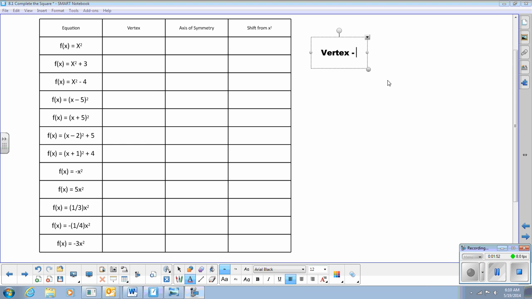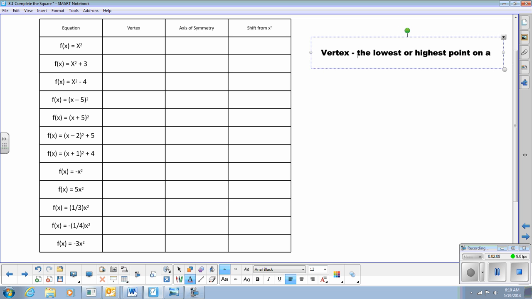Now the vertex, just to remind you, is the lowest or the highest point on a parabola. Well, that is the point where the parabola turns and changes directions. It may have been going down, now it changes and goes back up, or it's been going up and now it's coming back down. So that is the lowest or highest point on a parabola. That's what the vertex is, and that's one of the things you're going to take a look at on the graphing calculator. Also, another thing that you're going to take a look at is what we call the axis of symmetry.